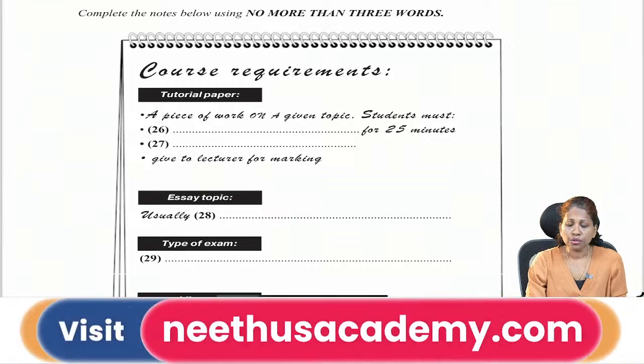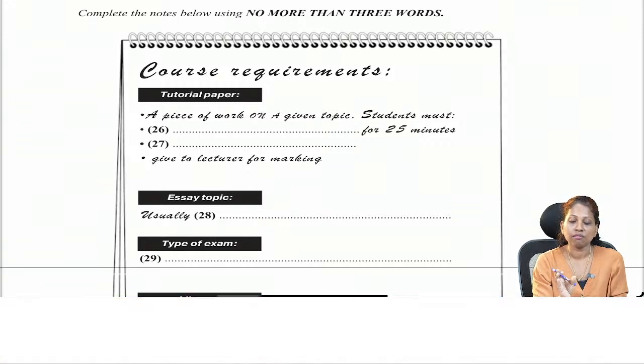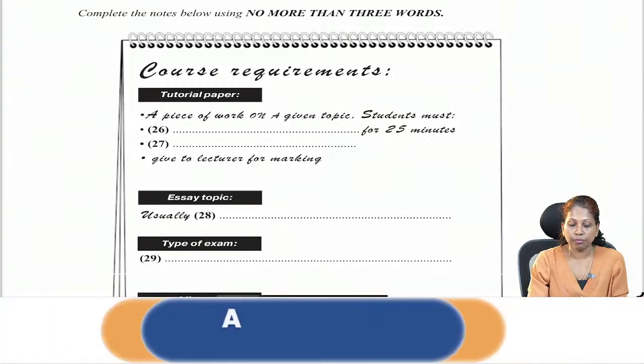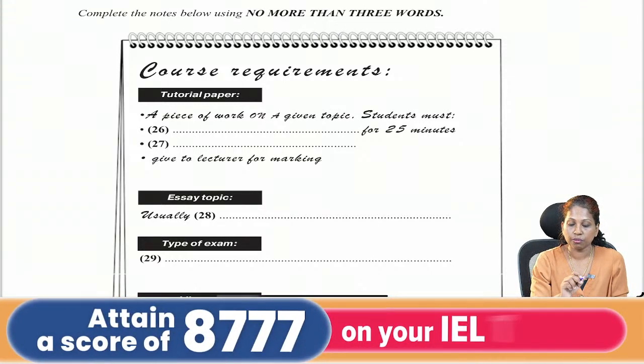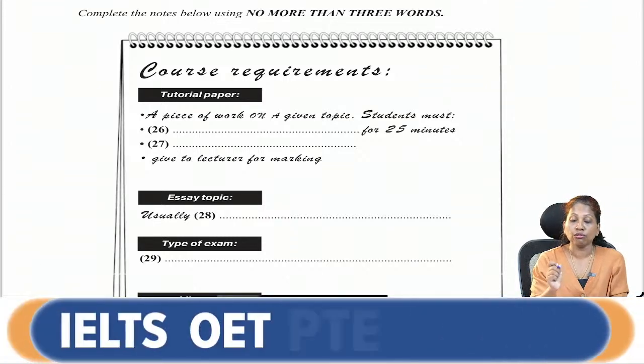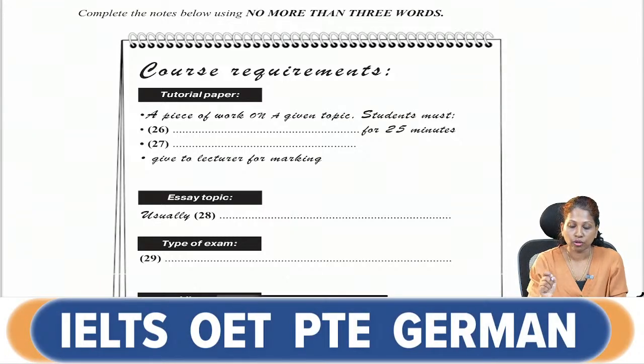Okay, so coming to student must. Student must maybe be some rule which they have to follow or fulfill, which for the tutorial paper is, 26: student must dash for 25 minutes. What does a student do for 25 minutes? That is what we are looking for.